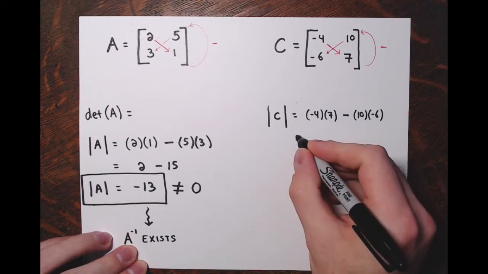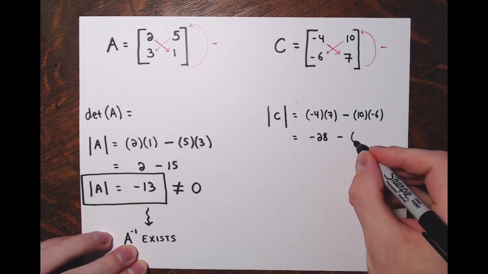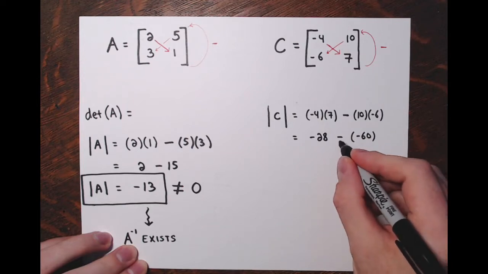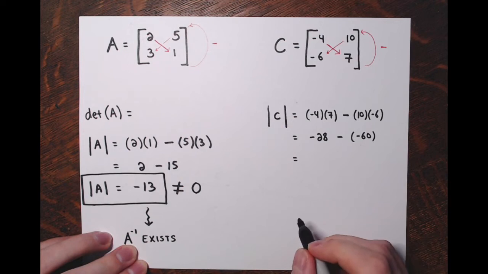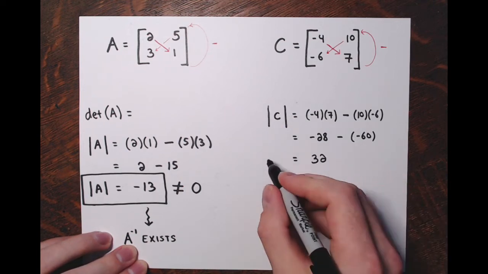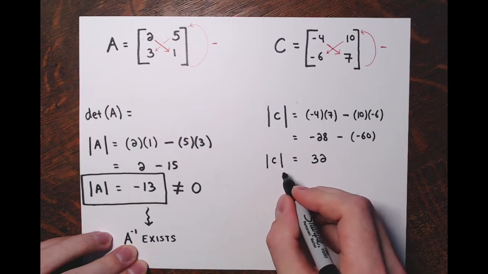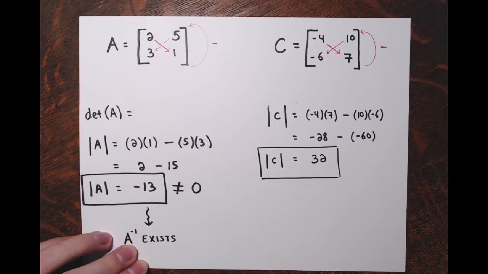So this is negative 28 minus negative 60. Well, that would be plus 60. So negative 28 plus 60 is positive 32. So the determinant of C is positive 32.